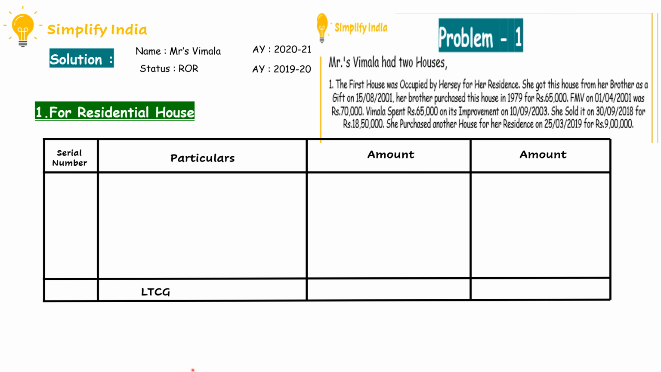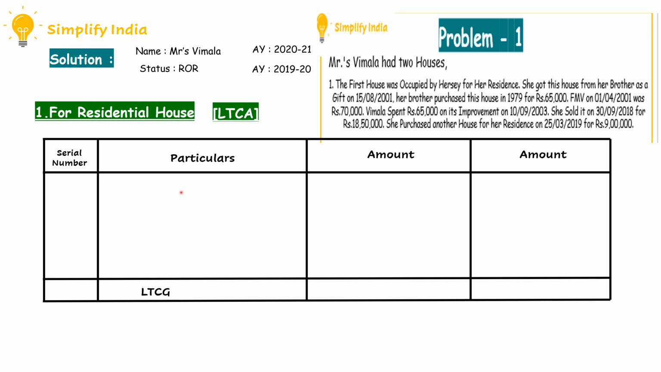The first and foremost step is to identify whether the given capital asset is a long-term capital asset or a short-term capital asset, because if the asset is a long-term capital asset, then we have to consider the indexation benefit. If not, we should not. It has been given in the problem that she got this house from her brother as a gift on 15/8/2001, and her brother had purchased this house in the year 1979. So it means the given asset is a long-term capital asset. So we have to consider the indexation benefit. Let us proceed further with the calculations.